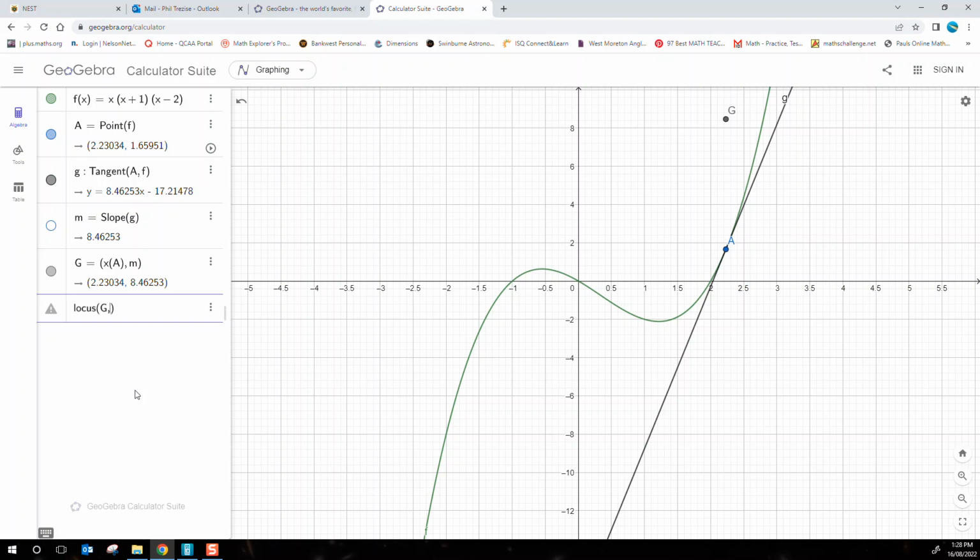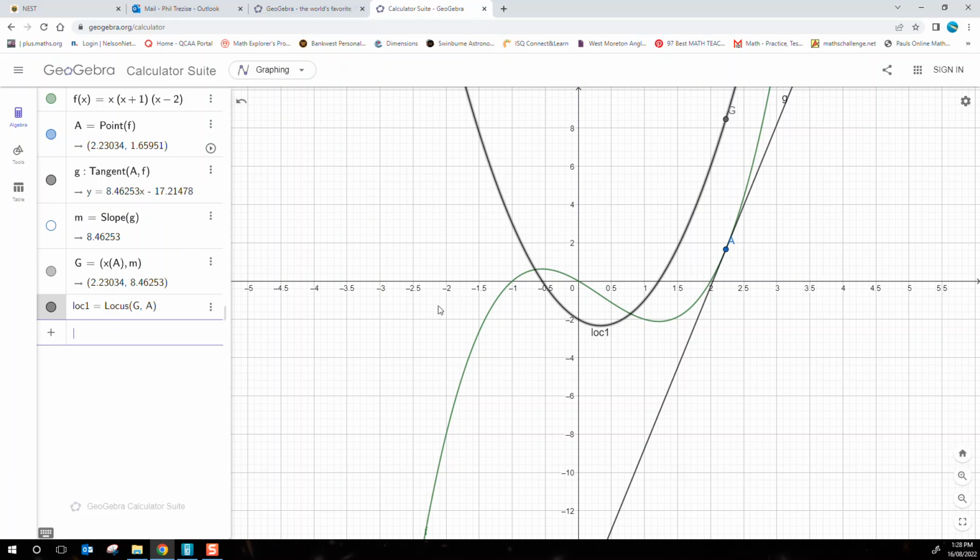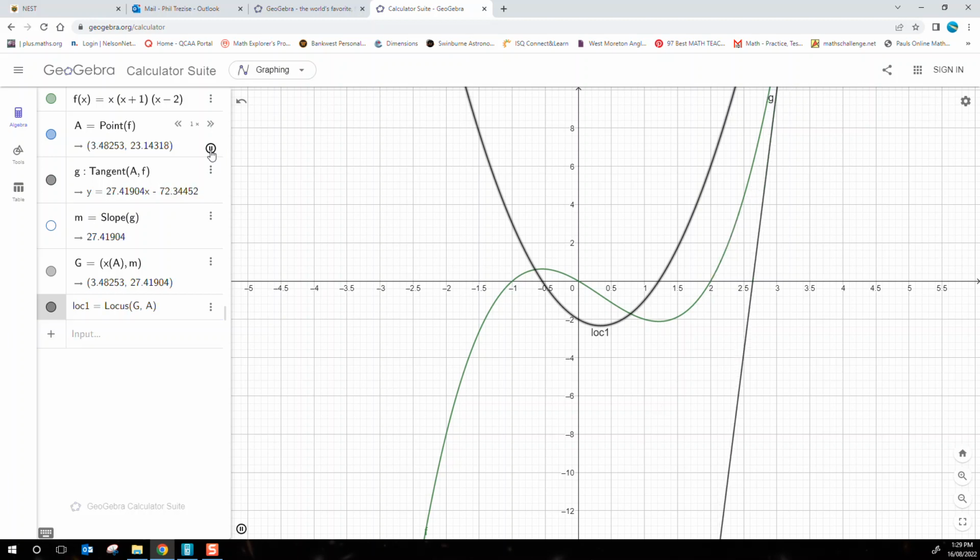Now GeoGebra needs me to tell the computer point A as well, because point A is dynamically linked. It's controlling where point G's behaviour is. So that gives me the derivative function right there. I can just draw that in. Away we go. Isn't that nice?